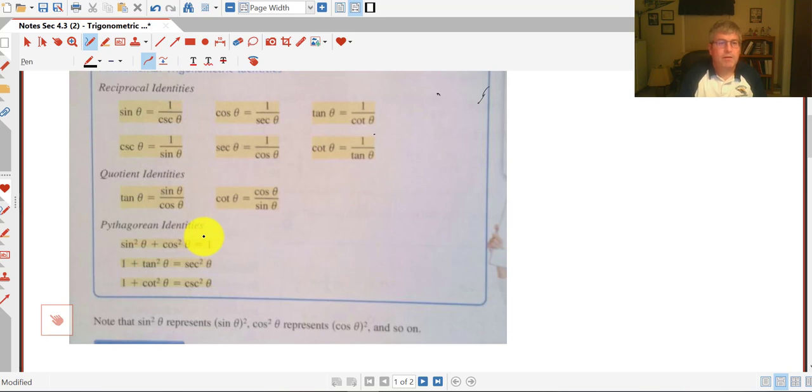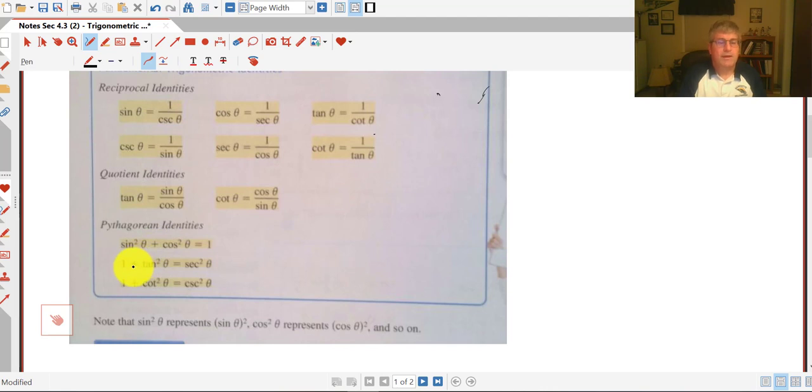And keep in mind here that with sine squared theta, we're squaring the value of the sine of theta. We're squaring the value of the cosine of theta. We are not squaring the angle. But the sine squared theta plus cosine squared theta equals 1.